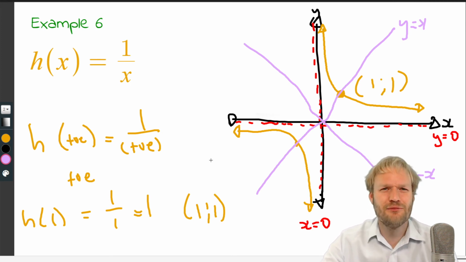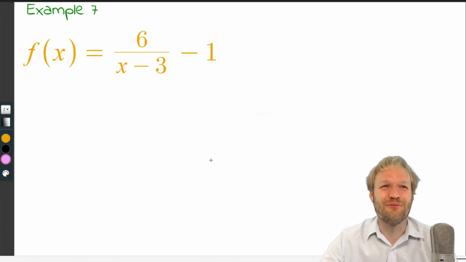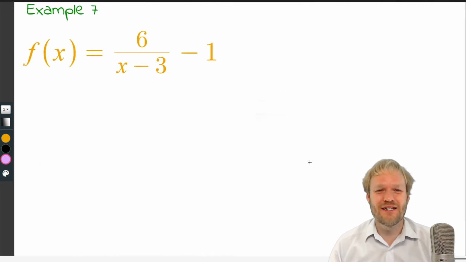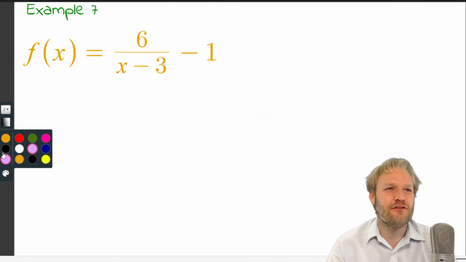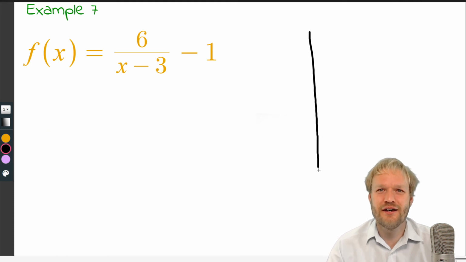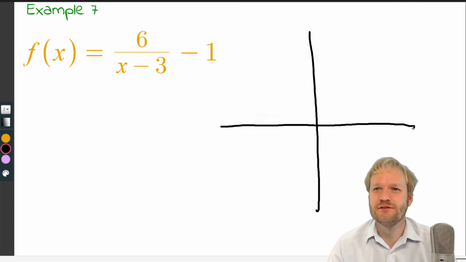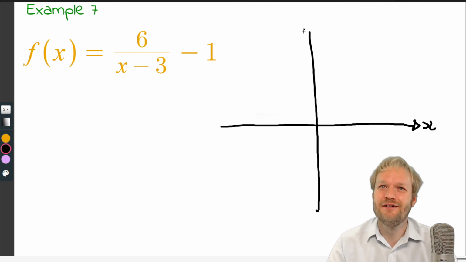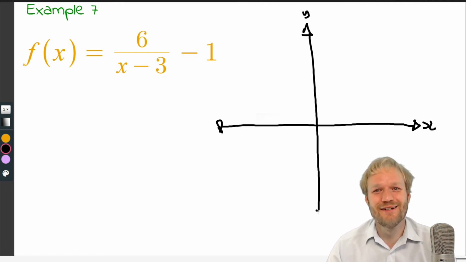Okay, last example. Example 7. f of x equals 6 over x minus 3, minus 1. So for here, what type of function is this? Well, this is also a hyperbola. So here are axes, x and y.